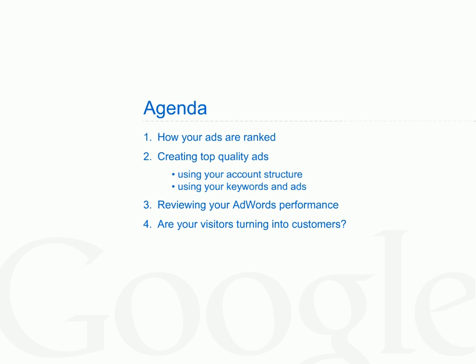Here's the agenda for this session. We'll first cover how ads are ranked and how to create top quality advertising. We'll then take a look at how you can review your ad performance, and finally, how you can see which visits to your site are resulting in sales. At the end of this session, you should have a good grasp of how to understand and how to improve your account performance.